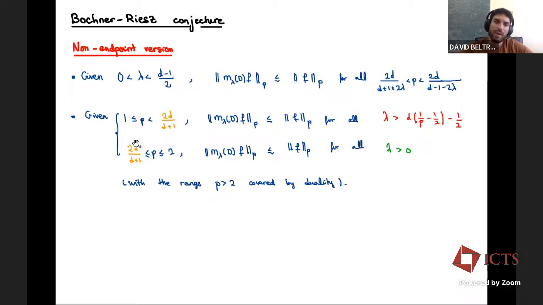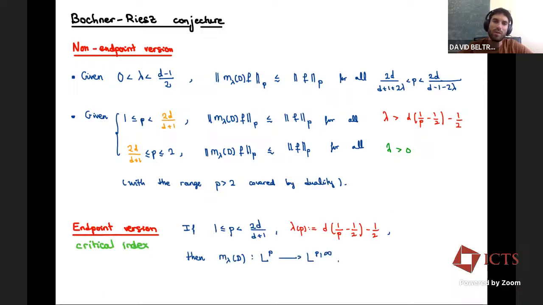And when we are in the range between 2d/(d+1) and 2, then we expect boundedness for all λ greater than 0. I'm just restricting to p more than 2 because the upper range will be covered by duality. So here 2d/(d+1) is also the restriction exponent, which might be familiar to some of you. And this would be the known endpoint version.